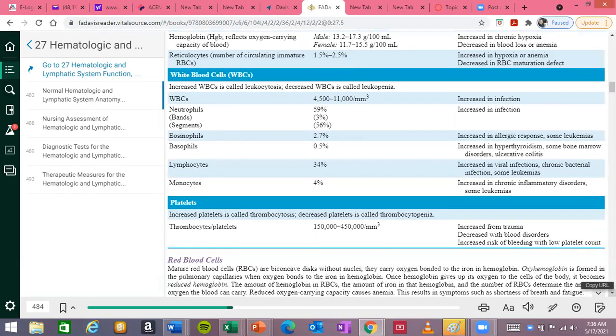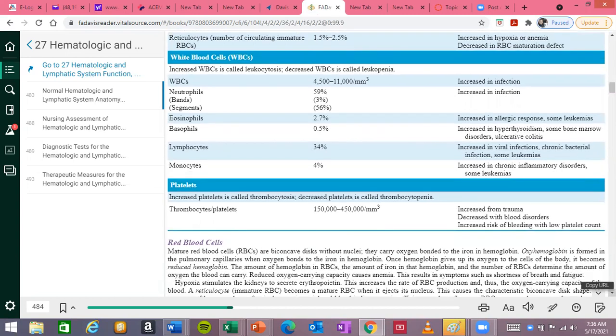You need to know the normal range for platelets. What is the function of platelets? What are platelets beneficial for? Blood clotting.